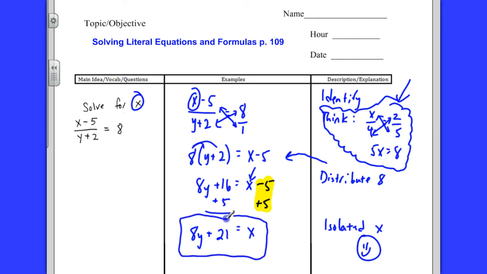All right, some math teachers might ask you to put the x on the left. Look, it doesn't matter because you know that 8y plus 21 is x. That's the key right there. So let's call that a wrap because we are pushing 9 minutes now, and I know that the next two are probably going to take some time as well.